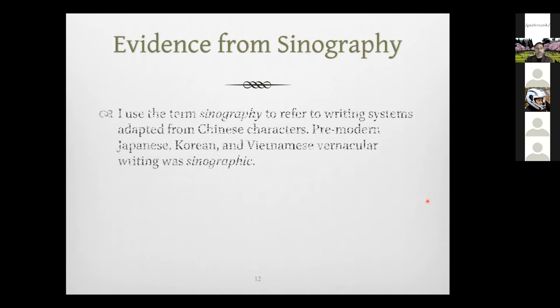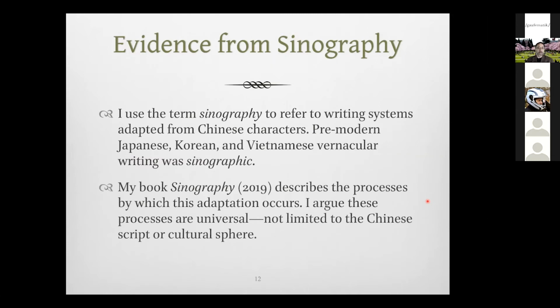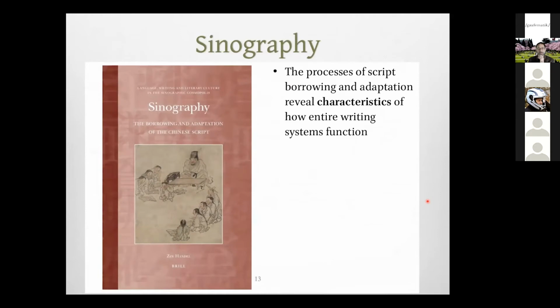So I'm going to start with evidence from sinography, that is, from writing systems that use borrowed Chinese characters. In pre-modern Japan, Korea, and Vietnam, vernacular writing was sinographic, was done with borrowed Chinese characters. And as Yannis mentioned, my recent book in 2019 describes the processes by which this adaptation occurs. And I argue that these processes are universal. They're not limited to Chinese. The processes reveal characteristics of how writing systems function, and the processes we see in script borrowing are a valid basis for script categorization.